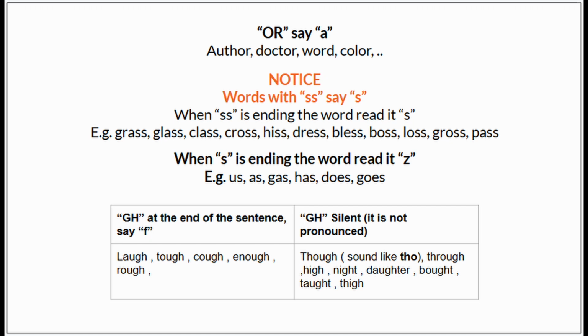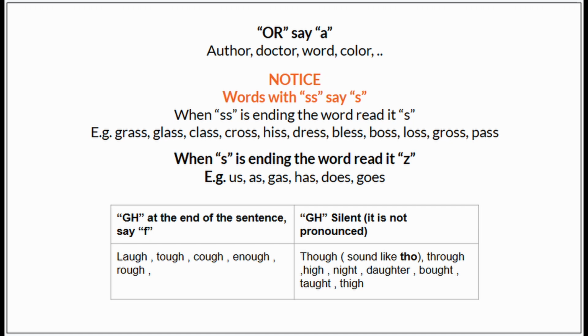So now, when S is ending the word, read it Z. When S is at the end of the word, you read it Z. For example, as, gas, has, he has my money, does, goes, and so on.